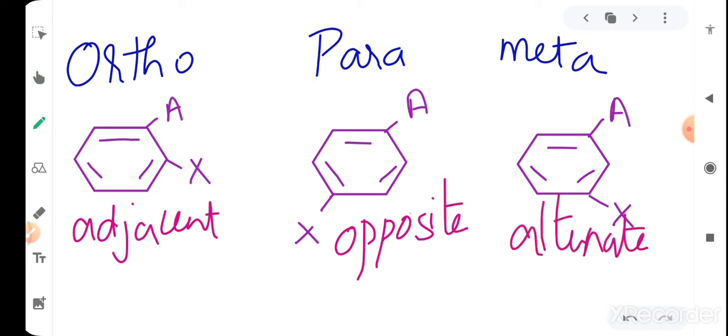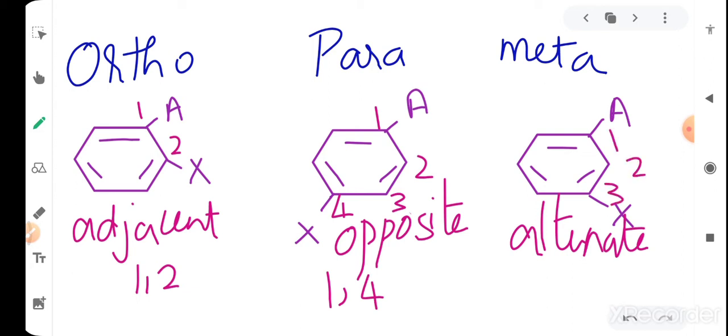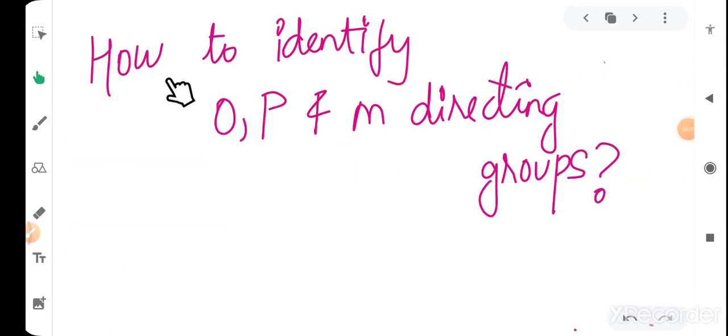Or else, I can denote it by numbering. If it is 1, 2 position, it is ortho. If the position is 1, 4, it is para. And if the position is 1, 3, it is said to be meta. How to identify ortho, para and meta directing groups?